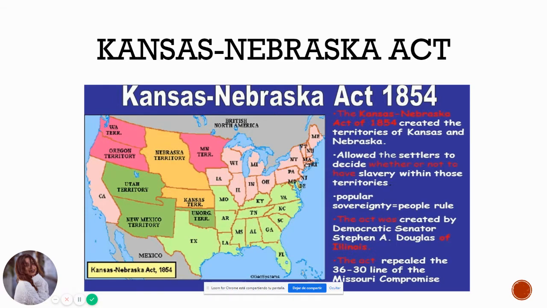Did you know Kansas was admitted as a free state in January 1861, only weeks after 8 southern states seceded from the Union?